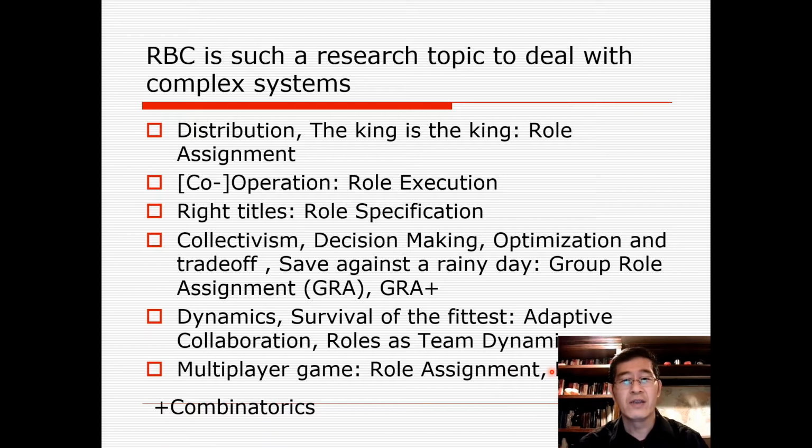We call the top one first for a role. Also, we discuss dynamics, and RBC provides dynamic assignment. It also involves multiplayer games, including role assignment, and also combinatorics.